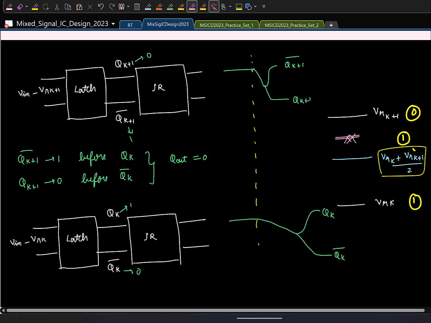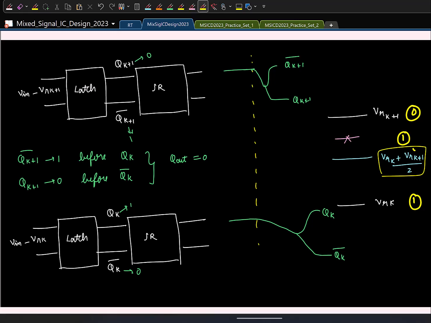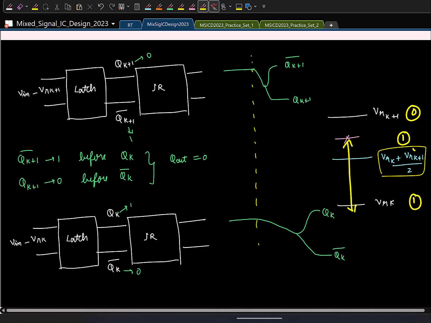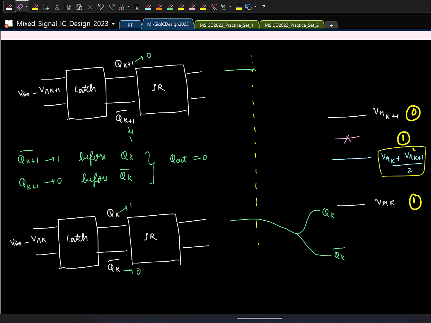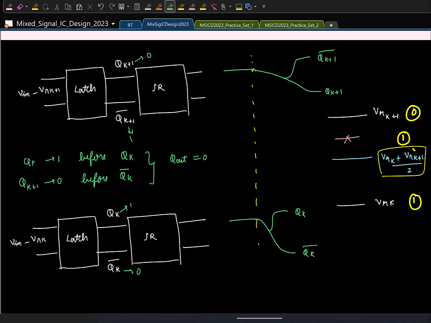And if the input is lying in this range, which comparator will respond faster? The bottom one, because delta is much larger for the bottom one. So the situation simply reverses now. The top one, Qk plus 1 bar, will respond slower, whereas the bottom one will now respond quicker. So Qk is becoming 1 much before Qk plus 1 bar, or the complement, Qk bar goes to 0.